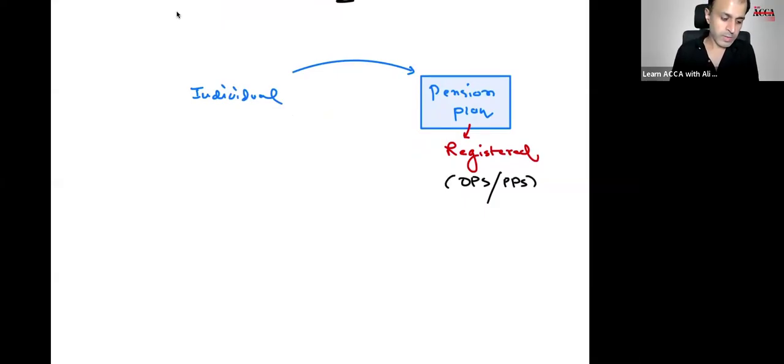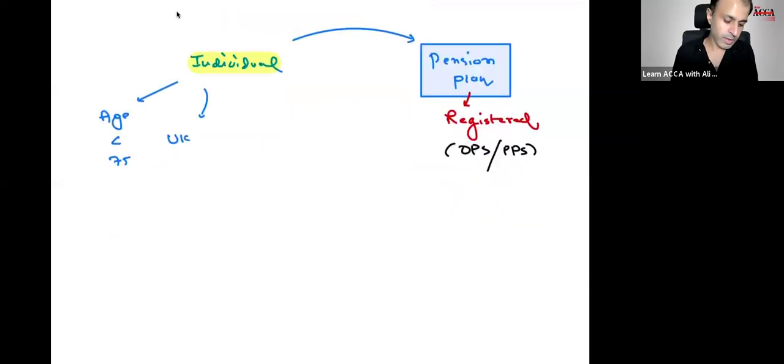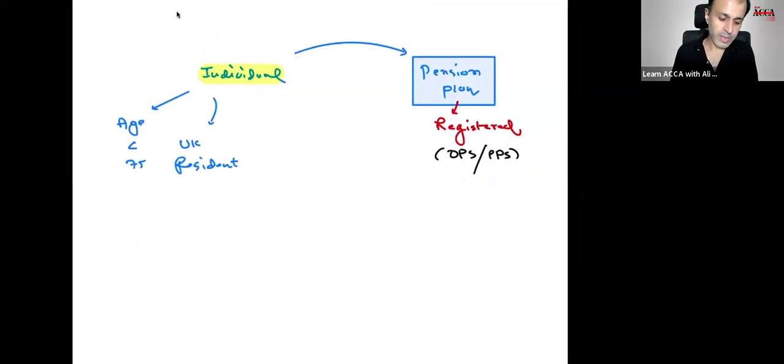If the individual has an age of less than 75, and the person is a UK resident, the individual gets the tax benefit. So how this relief has to be applied, that's what we are going to learn.